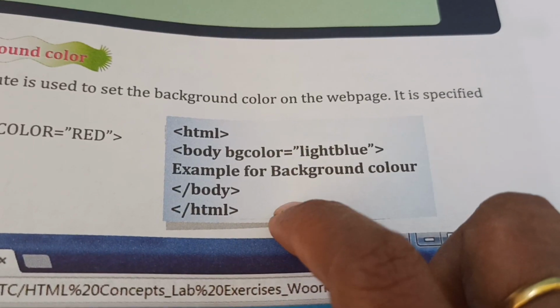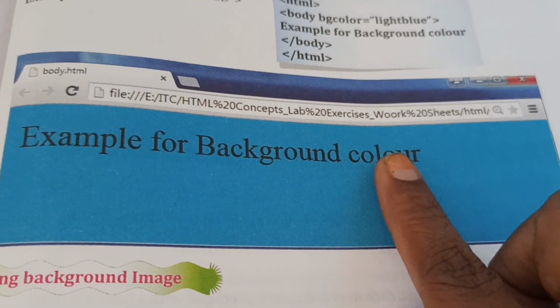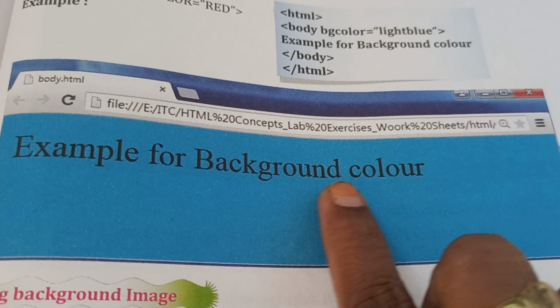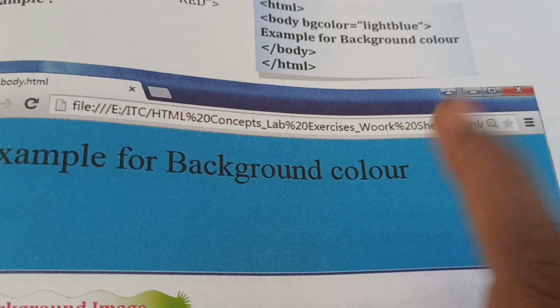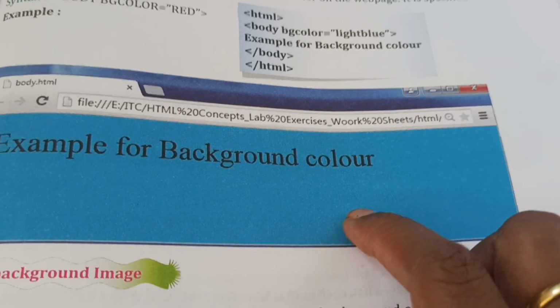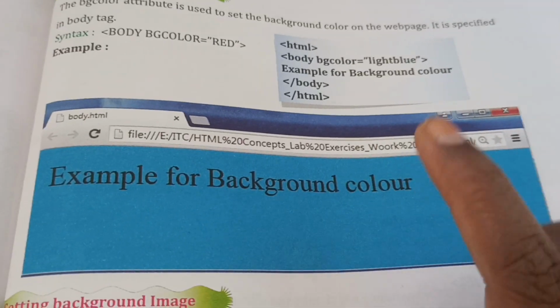Now in this program's output, see: example for background color. What color have I given? The text is only the normal black color. The web page color is changed. Which color? Light blue color. Understanding this one?